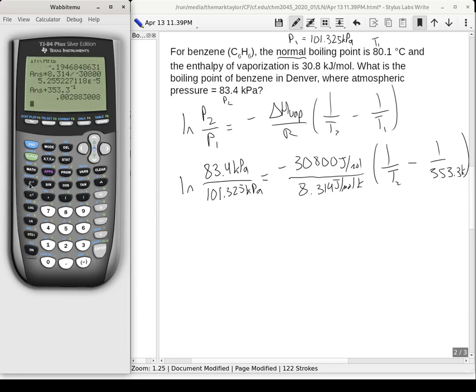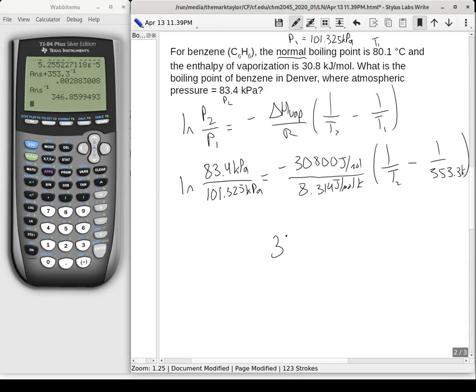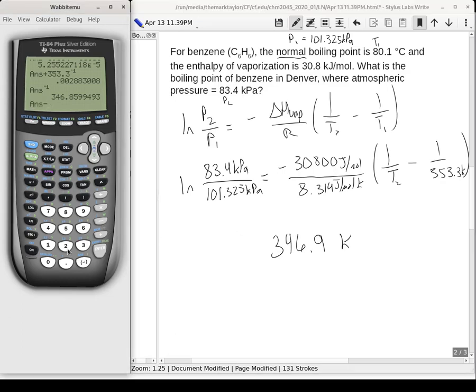So to get T2, I just invert that answer. And I get that the normal boiling point, or the boiling point in Denver, is 346.9 Kelvin. And if I wanted that in Celsius, I just subtract 273.15 and see that the boiling point dropped about 7 degrees Celsius.